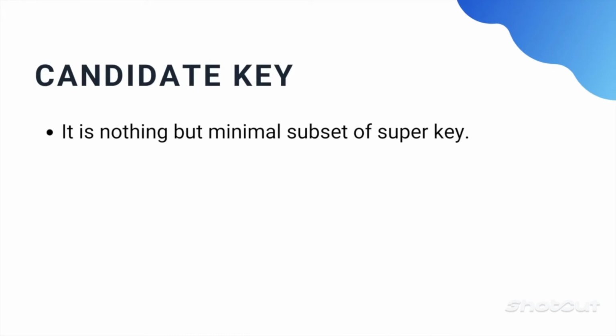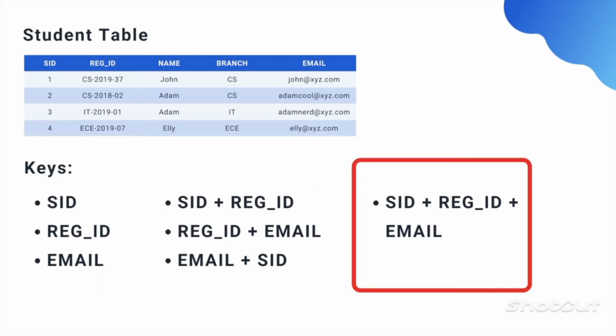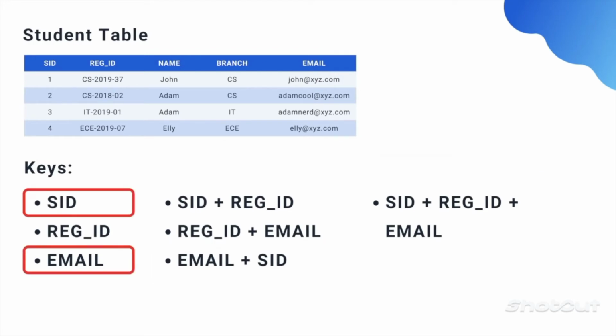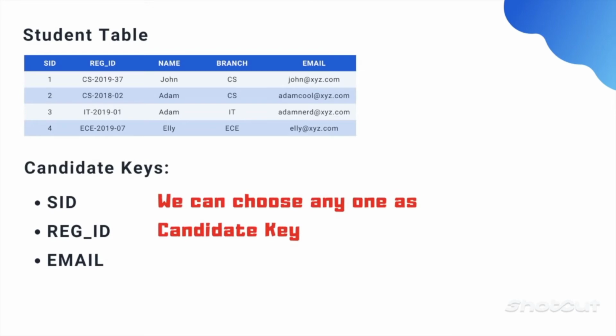It is the minimal set of super key which can be used to uniquely identify rows of data in a table. We saw that we have so many options for super keys, but most of them are formed by unnecessary pairing of keys, like email ID, SID, registration ID together as a key, or email, SID as a key, when email, SID and registration ID can individually uniquely identify a row of data. Hence, in this case, the three attributes SID, email, and registration ID or reg_id are the minimal set of super key, hence the candidate keys.